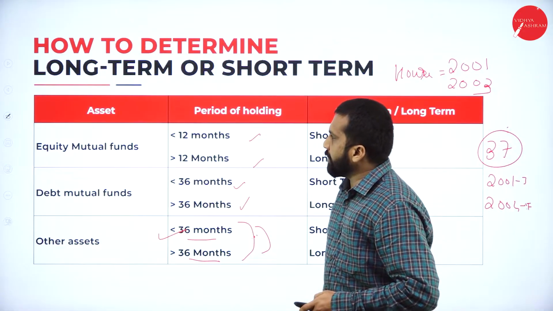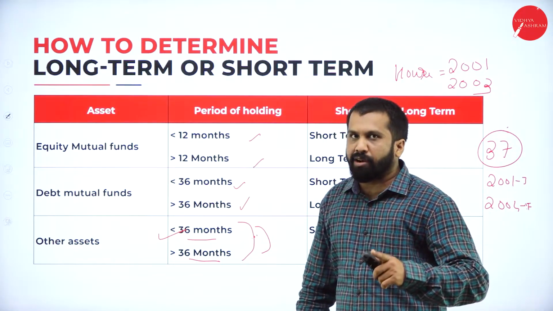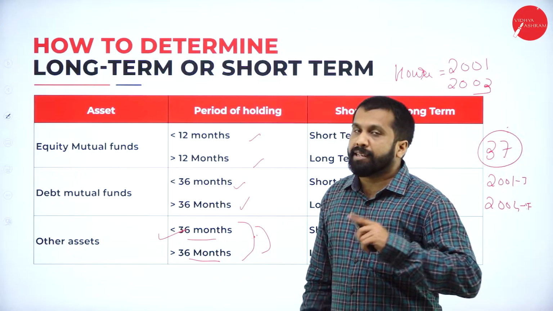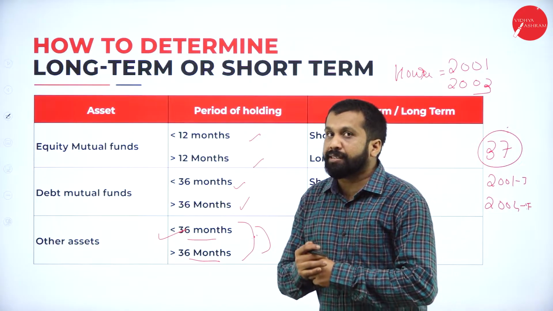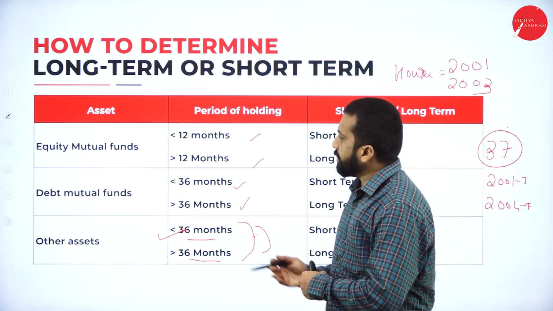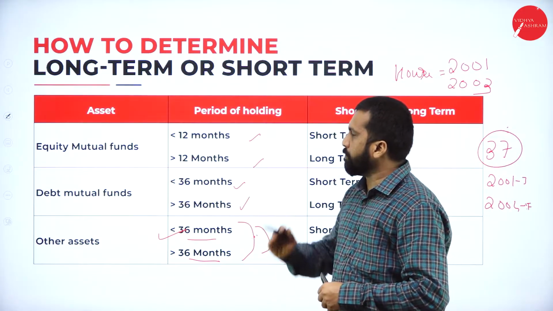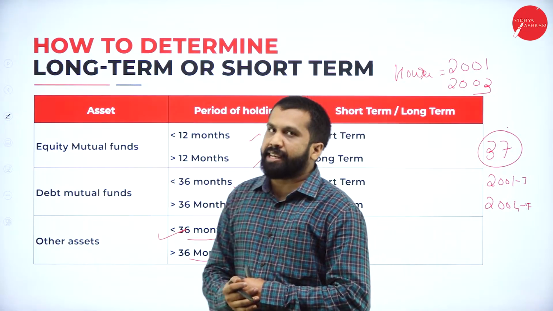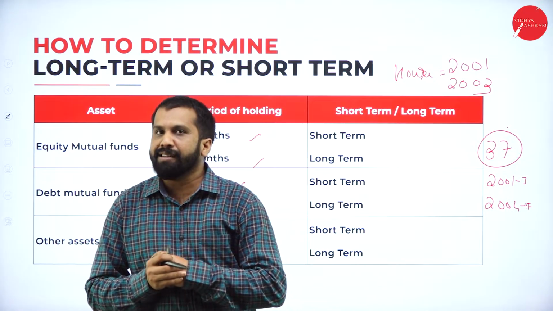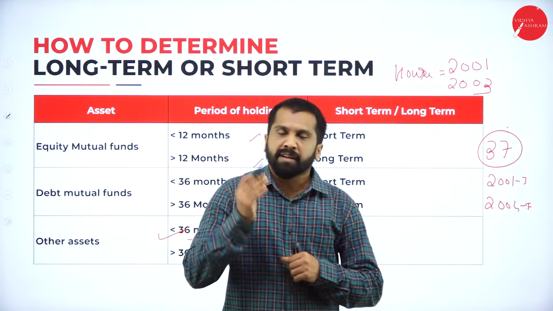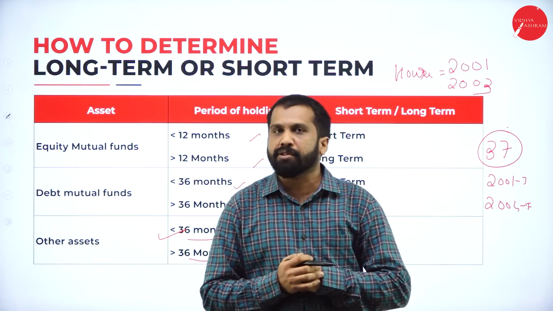Other than that, if you go for the shares and all, it is 12 months. Other than shares, if it is debentures, then it will be 36 months. Also debt mutual funds. Other than that, any equity shares which are unlisted will come under 24 months. Hope you are clear. These are the things you are supposed to learn.